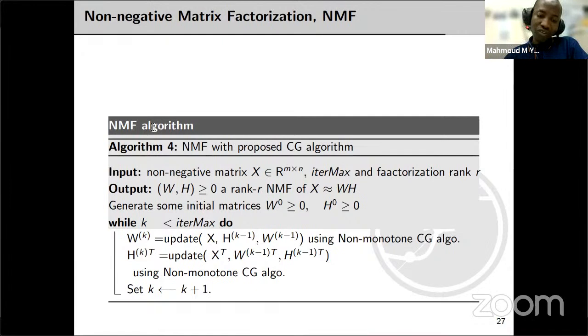In the first instance, we fix the first term that we are trying to obtain, and then we update the other one. And then on the second alternate, we fix the one that we updated previously, and then update the current one. So it's an alternating setting. That's how the approach of solving this problem works in this context.